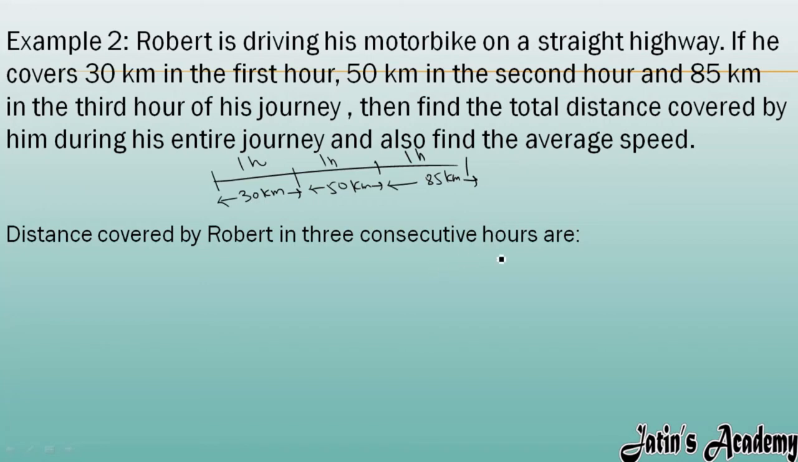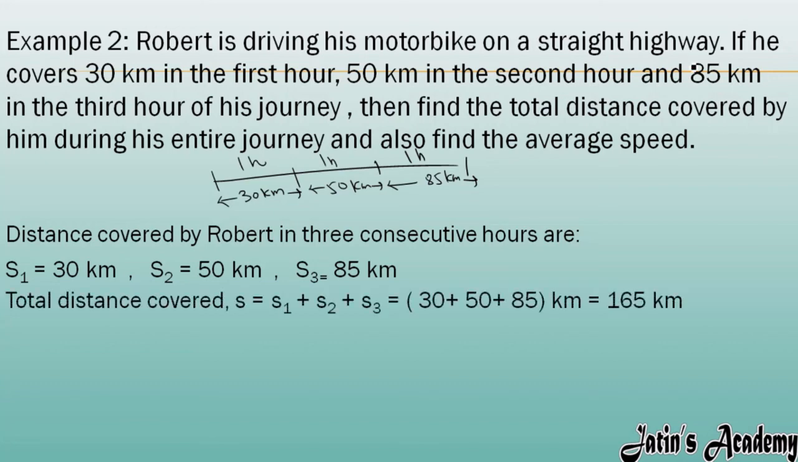So the distances covered by Robert in 3 consecutive hours are: first 30 kilometer, second 50, third 85. So we will firstly find the total distance covered. Adding all these 3 distances, it will give you 165 kilometer.